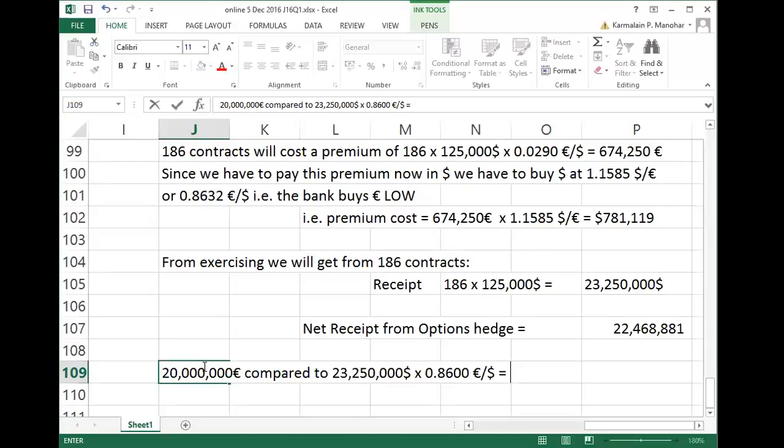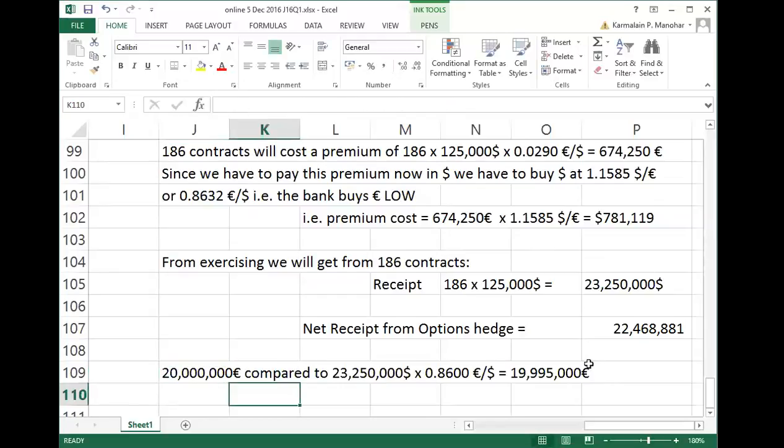$23,250,223 times 0.86 at 19,995. So while that would require so many euros, how many euros is now unhedged? Same amount as the examiner's answer sheet. That is 5,000 euros unhedged.